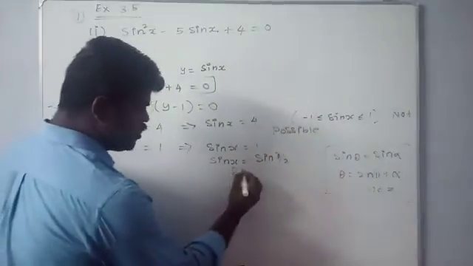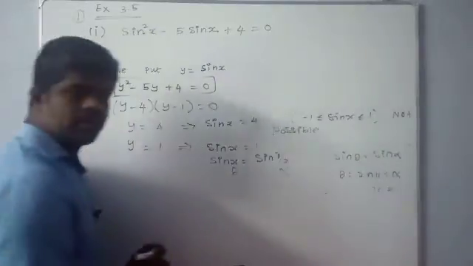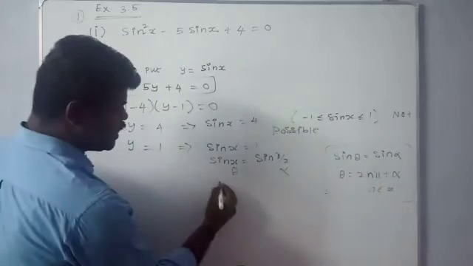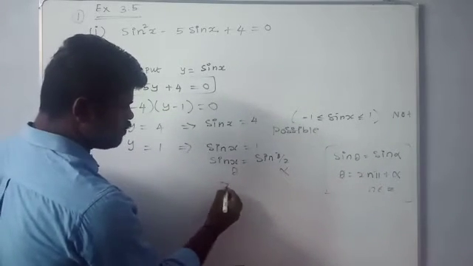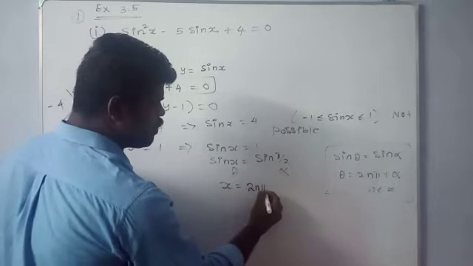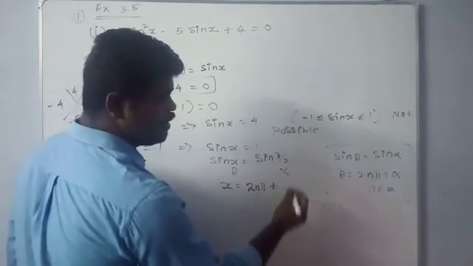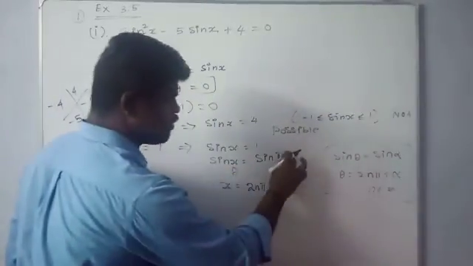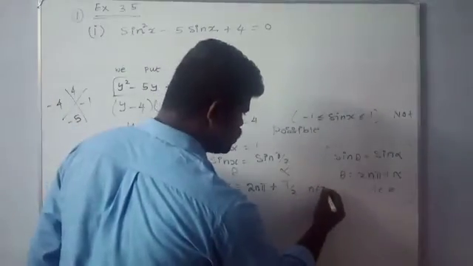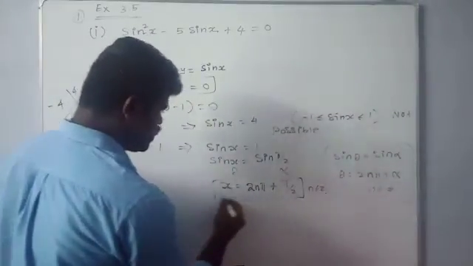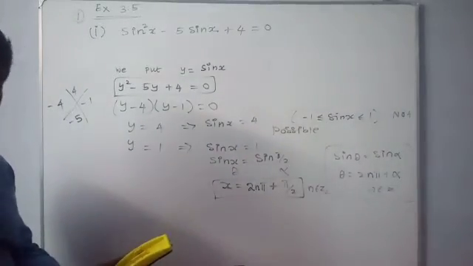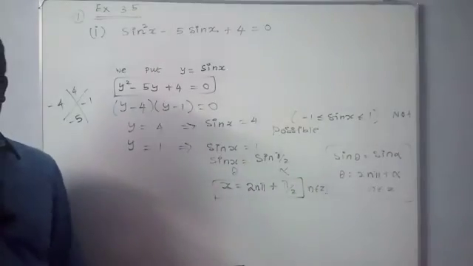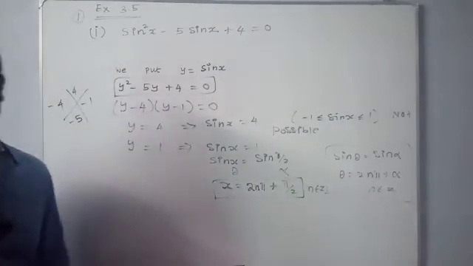Here theta equal to x and alpha equal to pi by 2 in the sin theta equal to sin alpha form. So here theta means x. X is equal to 2n pi plus the value of alpha, which is pi by 2, comma n belongs to Z. This is the solution of this sum. Okay, right. So refer this sum. This is the root of this sum, and we go to another one.